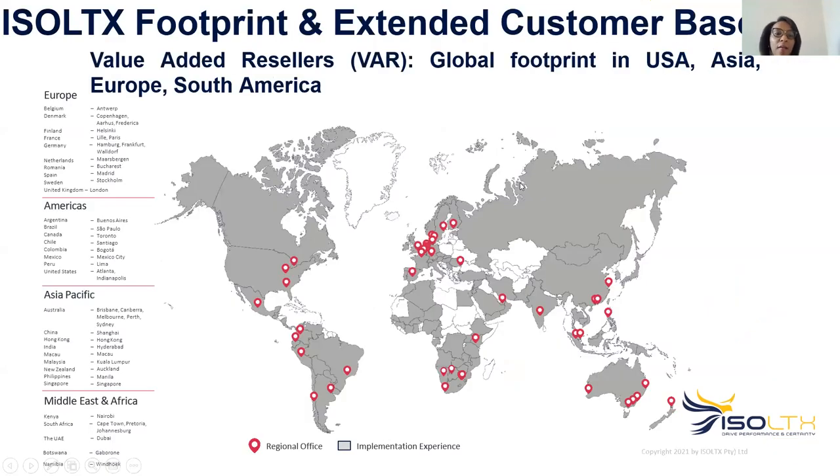As we transition to the next slide, our ISOLTX footprint has really been extended and has a global network over the years since inception. Through its extended customer base, it has been able to reach and have a global presence in Europe, the Americas, Asia Pacific, the Middle East, and Africa. You can see that this has also been extended via our value-added resellers. It has had global appeal as well as global reach, which we are quite proud of, given the number of years that we have been in the industry.